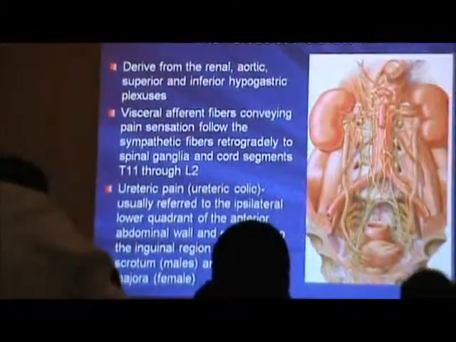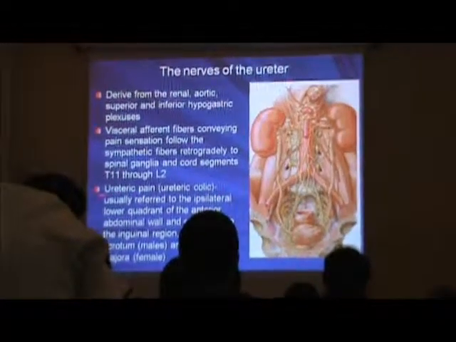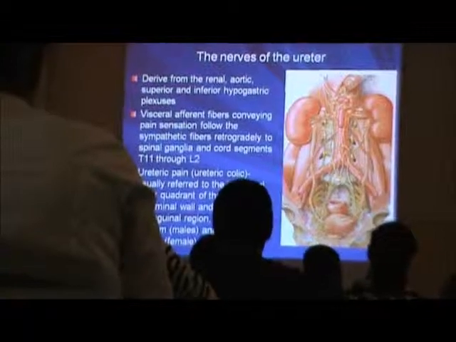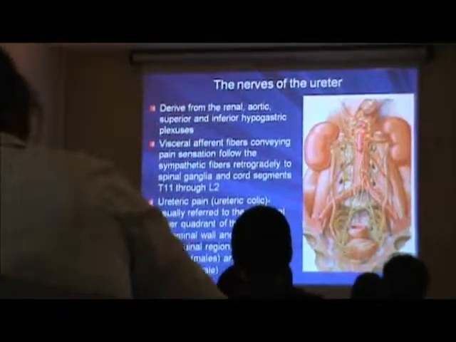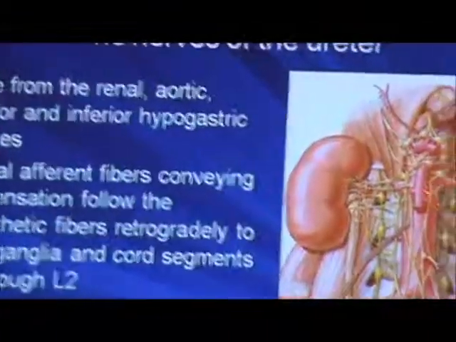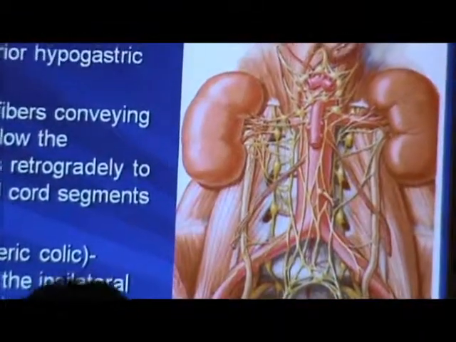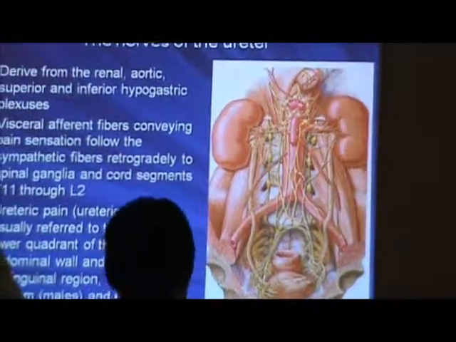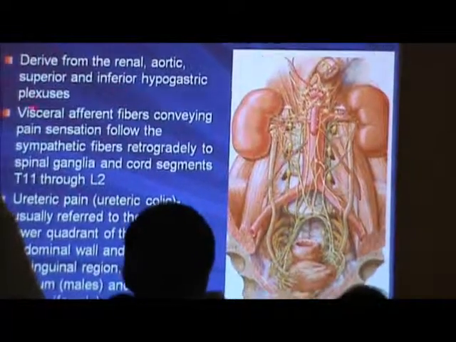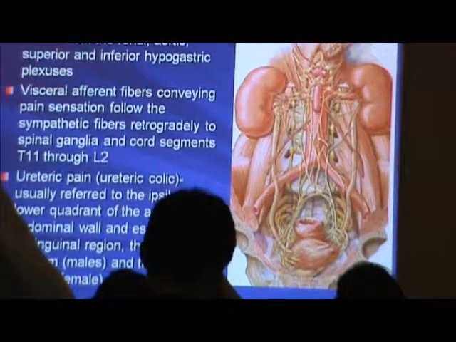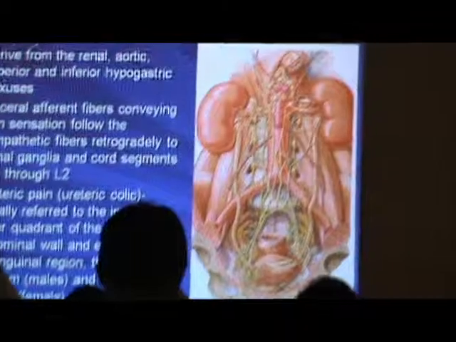I forgot that I have a slide for explaining this ureteric pain. Okay, so I will repeat one more time so you will better remember. The nerves of the ureter derive from the renal, aortic, superior and inferior hypogastric plexuses. Why inferior hypogastric plexuses? Because we need to remember about the pelvic part of the ureter.